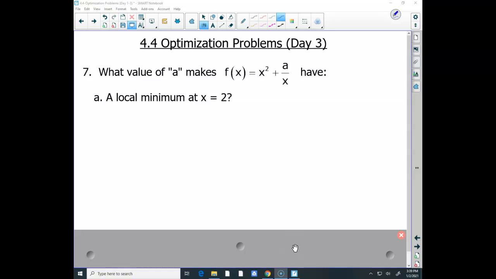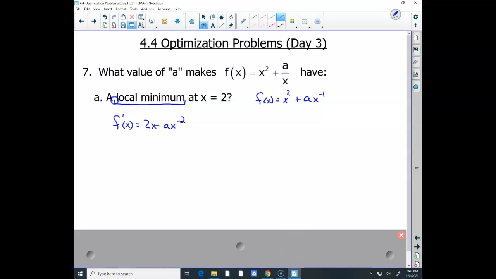So the first one here is we want to find a value of a that makes f of x have a local minimum at x equals 2. Well, remember, minimums and maximums happen at critical values of the derivative. So I'm going to look at f of x as x squared plus a x to the negative 1, so I can take the derivative really nicely: f prime of x equals 2x minus a x to the negative 2.